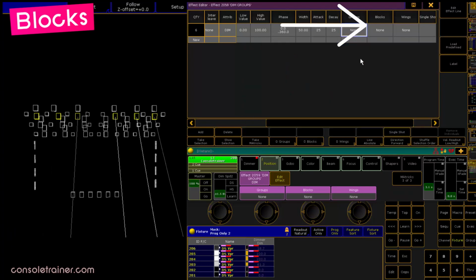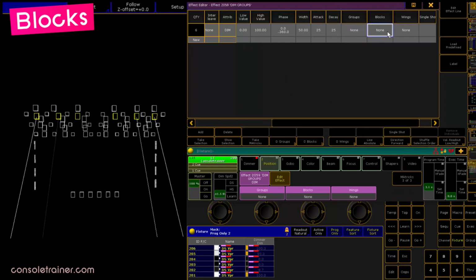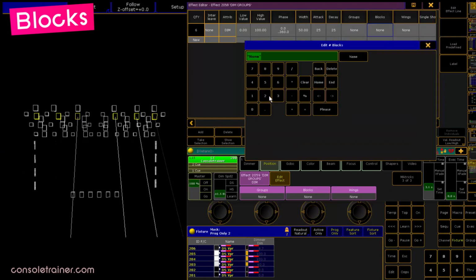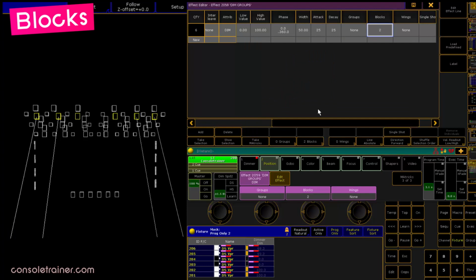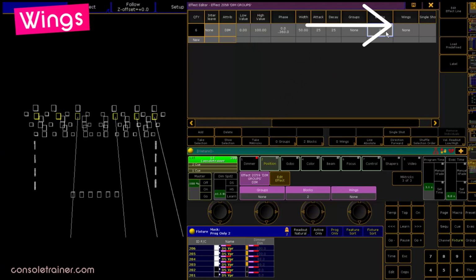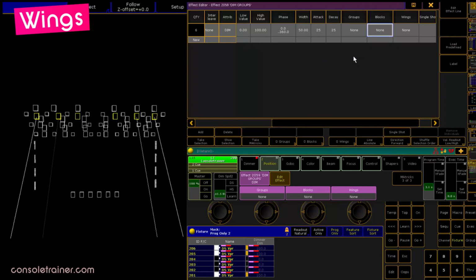Our blocks work just like they do in our MA tricks. They combine fixtures of our selection to work as one. This block of 2 sets my first 2 lights to work as 1, the next 2 lights as a pair, and so on. Wings plays with our waveform over our selection.